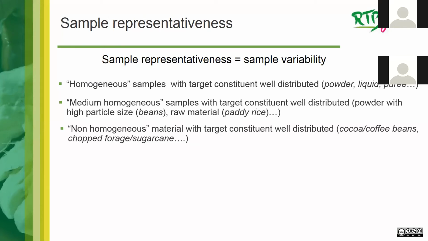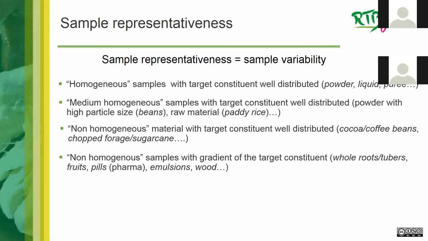We can have non-homogeneous material with target constituent well distributed, like cocoa or coffee beans. They are much bigger and very different between the beans of coffee, but all the constituents inside the beans are well distributed. It could be chopped forage, for example, or sugarcane. And we can have non-homogeneous sample with gradient for the target constituent. It is the case for whole roots and tubers, for fruits, peels, emulsion, or wood.